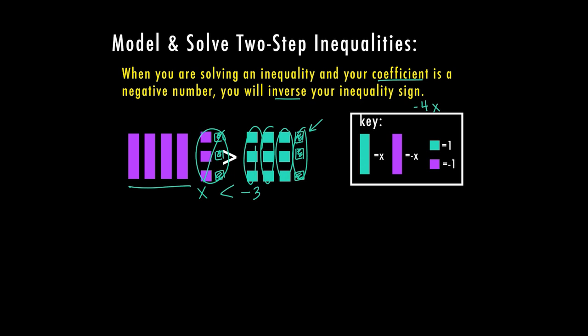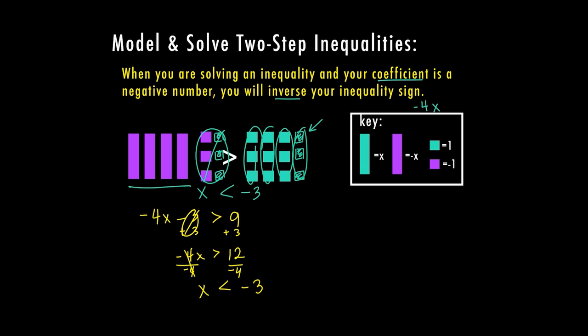Okay, so let's see. Let's write this mathematically. We have negative 4x minus 3 is greater than 9 is what we started with. So we're going to add 3 to both sides. This zeroes out. Negative 4x is greater than 12. So now I'm dividing by a negative 4. So I should flip my inequality sign.